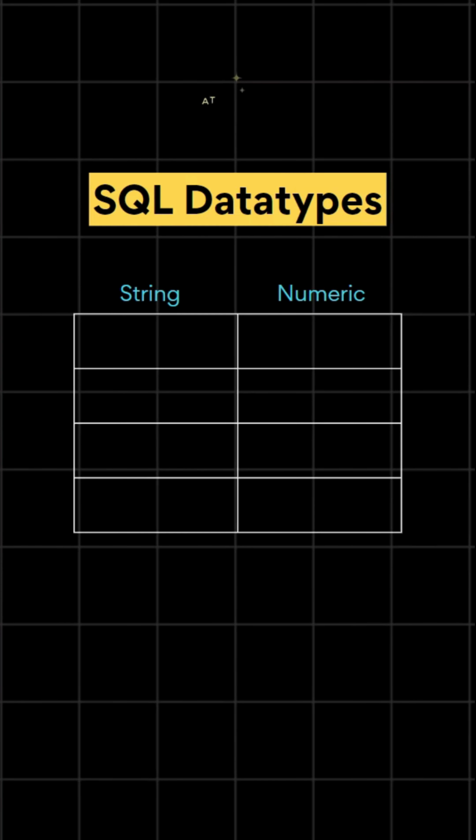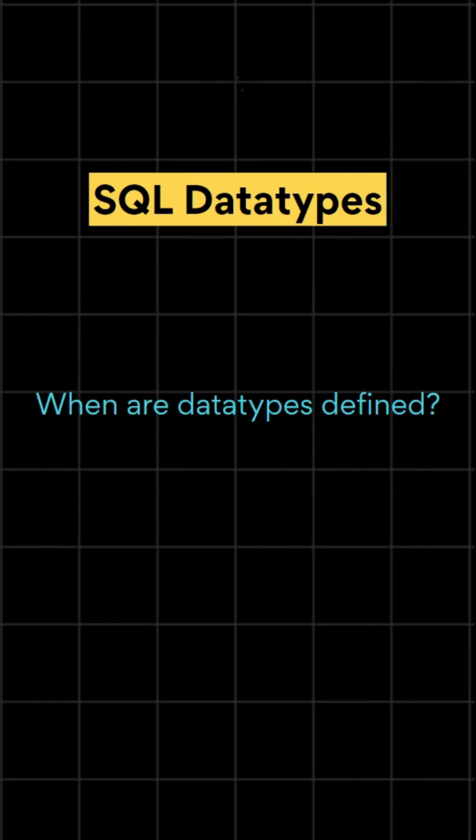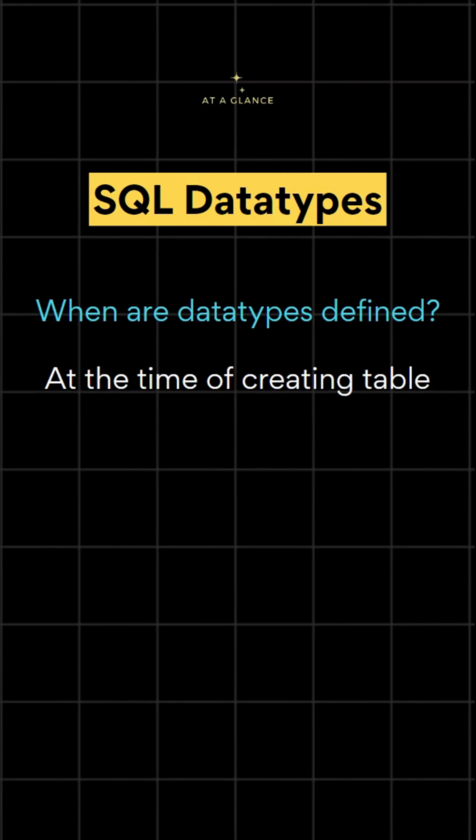Okay, we understood what exactly these data types are. But when are they defined? The answer to this is that data types are defined at the time of creating the table. So whenever we create a table with the help of a query in the database, we also have to specify the data type of each and every attribute present in that particular table.